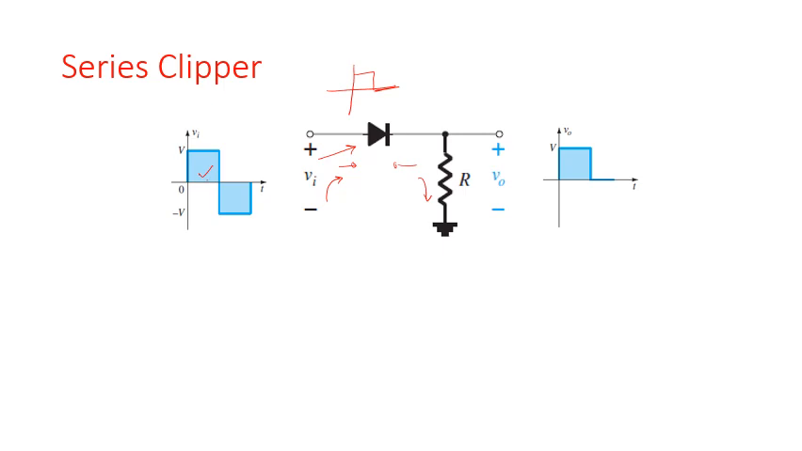So the amplitude of the signal is exactly the same. There is no amplification that has taken place. There is only clipping that has taken place. This negative part of my waveform has got clipped, and therefore this series clipper is also known as a negative clipper.